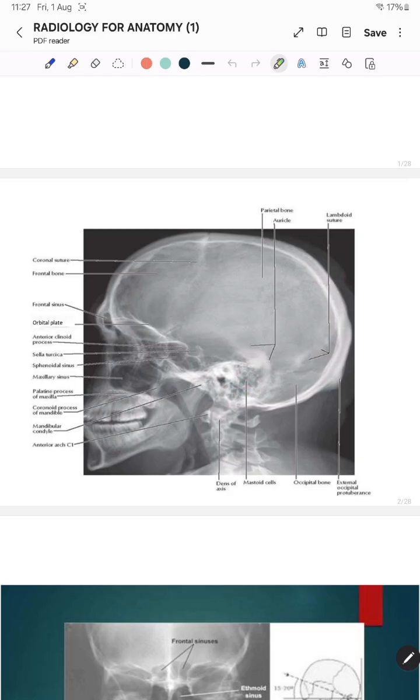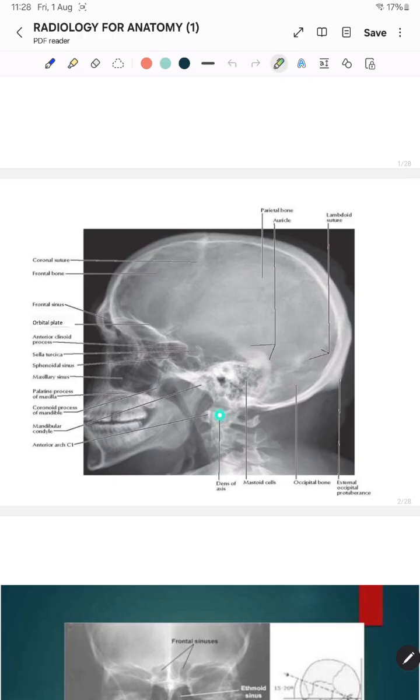Then we can also ask the students to show us the orbital plate. This is the orbital plate. Then the maxilla, hard palate of the maxilla. You can see that this is the condylar process of the mandible.